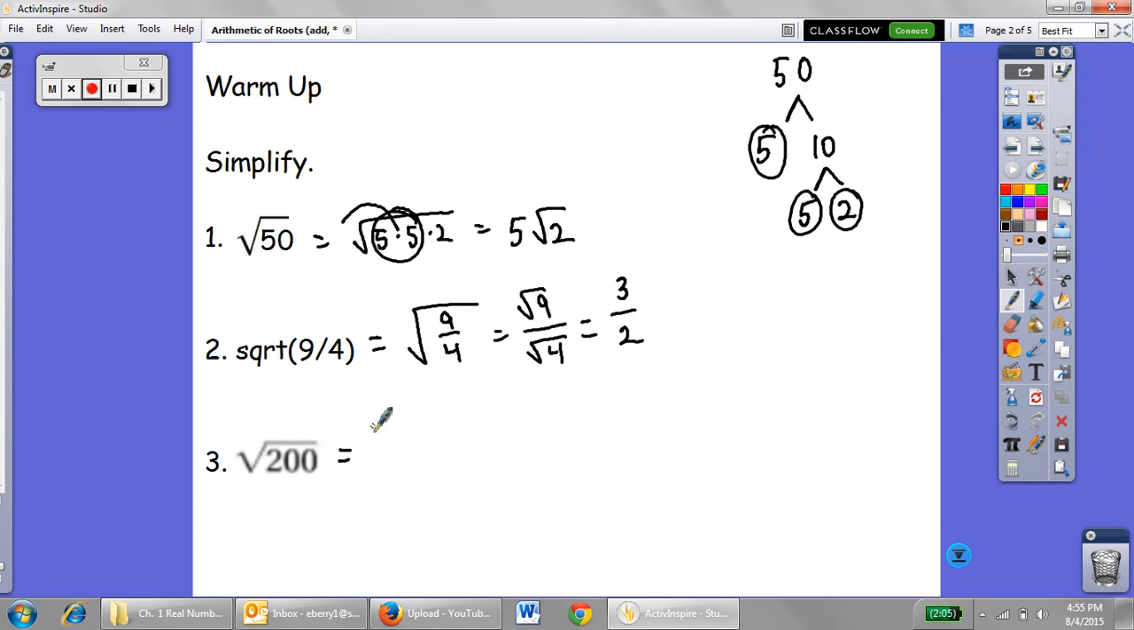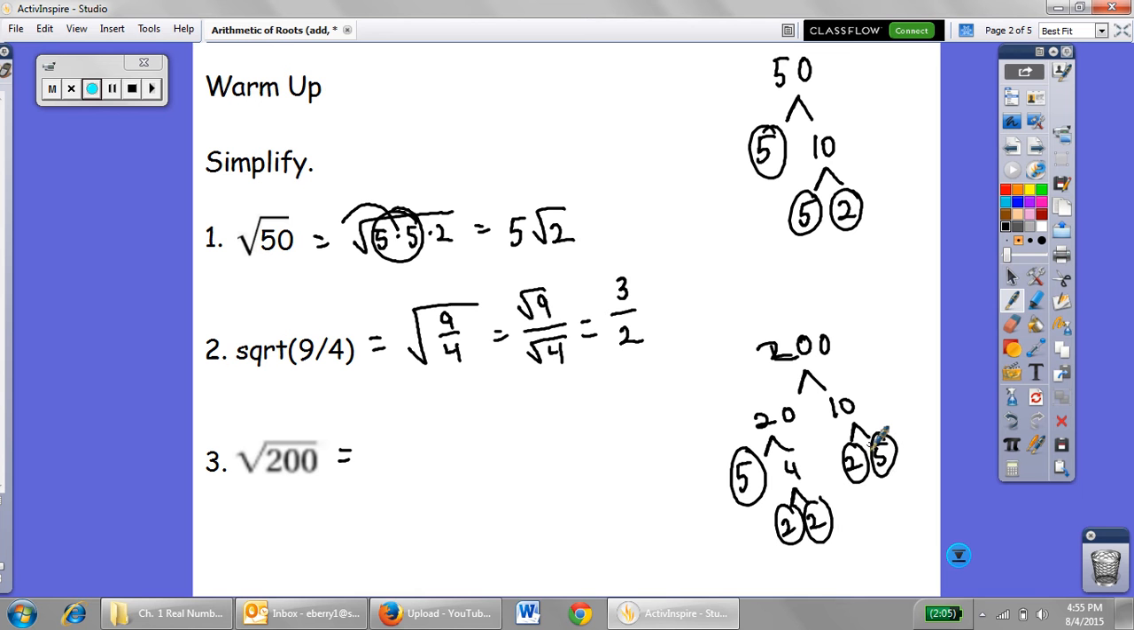And lastly, the square root of 200. Let's break down 200 with the factor tree. So we have 20 times 10. 20 is 5 times 4, and 4 is 2 times 2. 10 is 2 times 5. Circle just the ends of the factor tree.